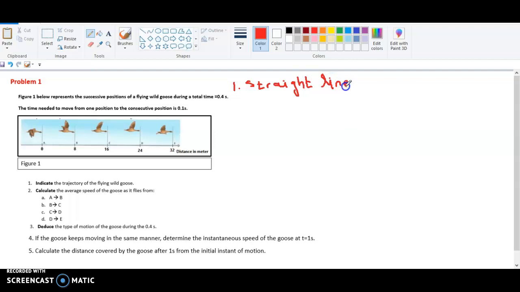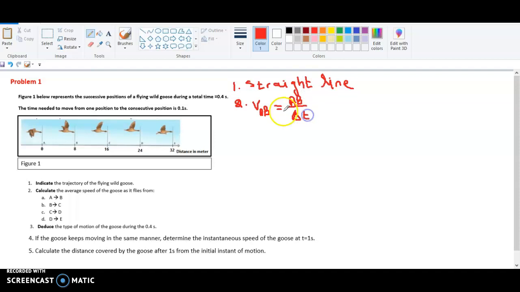Now part 2, calculate the average speed of the goose as it flies from A to B, B to C, C to D, and D to E. So now, in order to calculate the average speed, we have to consider the total distance over the total time between these two positions. So I'll call it VAB. By VAB, I mean the average speed between A and B. This is equal to the distance covered during this time, which is AB over delta T.